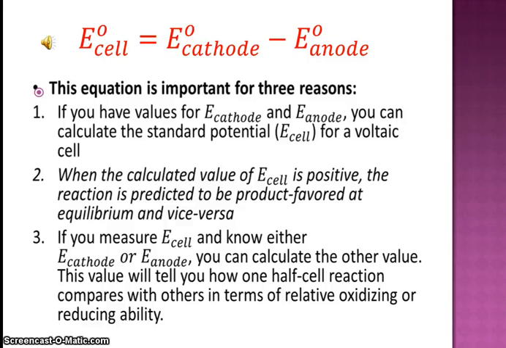So this equation is very important for three reasons. 1. If you have values for E cathode and E anode, you can calculate the standard potential for a voltaic cell. 2. When the calculated value of E cell is positive, the reaction is predicted to be product favored at equilibrium, and vice versa. 3. If you measure E cell and know either E cathode or E anode, you can calculate the other value. This value will tell you how one half-cell reaction compares with others in terms of relative oxidizing or reducing ability.